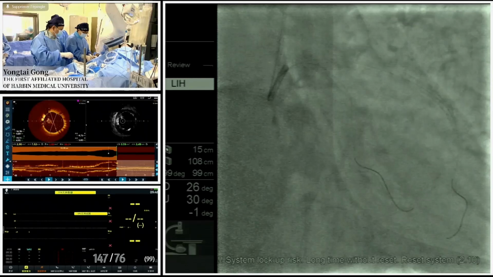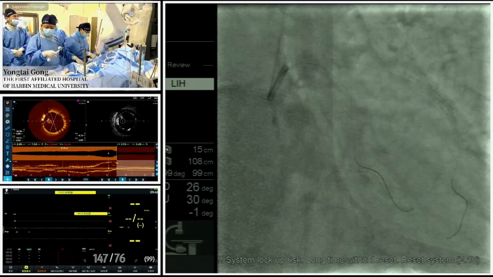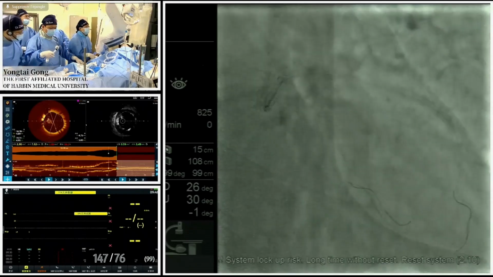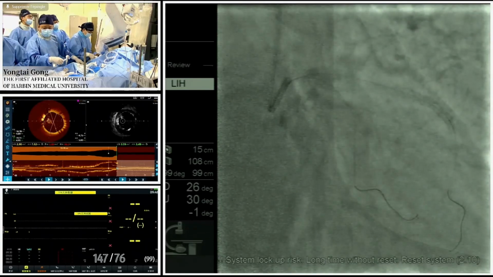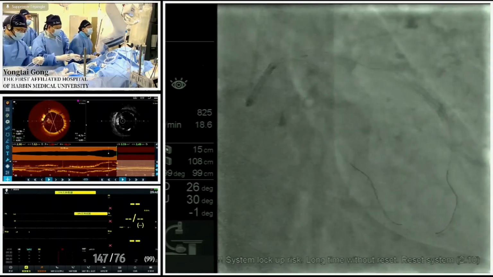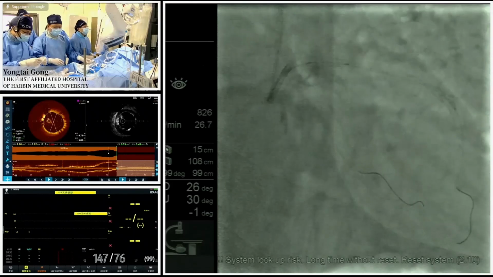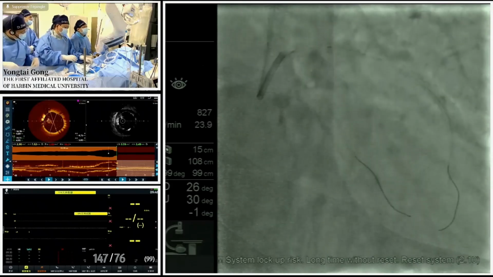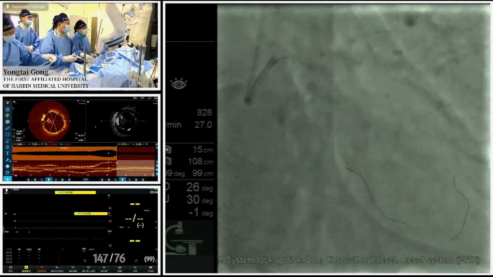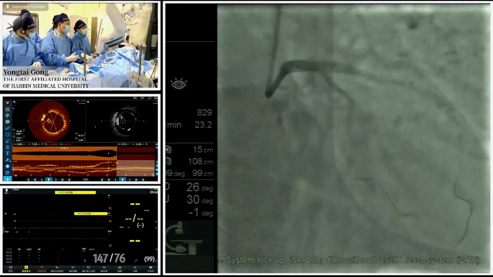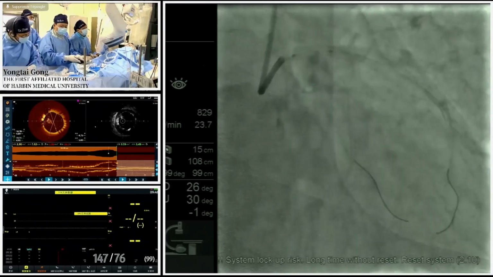The recent consensus document categorizes a large treatable edge dissection as one with lateral extension over 60 degrees and longitudinal extension over 2 millimeters, or involvement of the media, especially at the distal stage, which should be treated. But in our case, there is no obvious edge dissection.